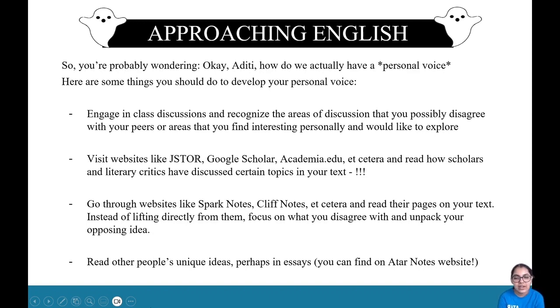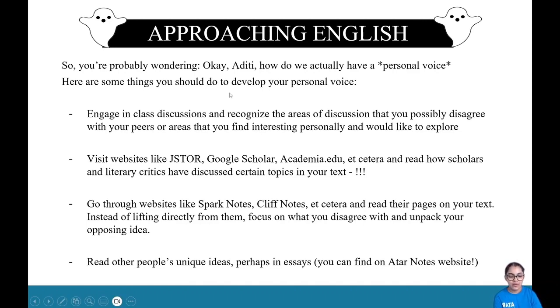And finally, read other people's unique ideas, perhaps in essays. You can also find that on adanotes.com, on our website. And reading other people's unique ideas also links back to reading critical articles. That's also scholars' unique ideas. Alrighty.